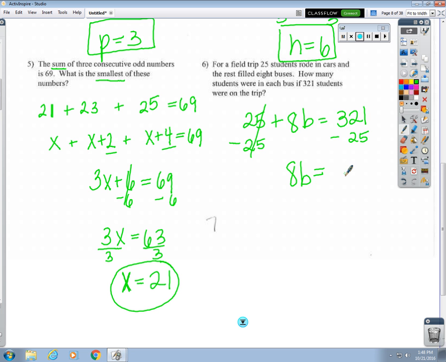How many kids are getting on buses? 296. And then you can divide it 8 ways because there's 8 different buses they can get on, letting you know how many get on each bus. 37.